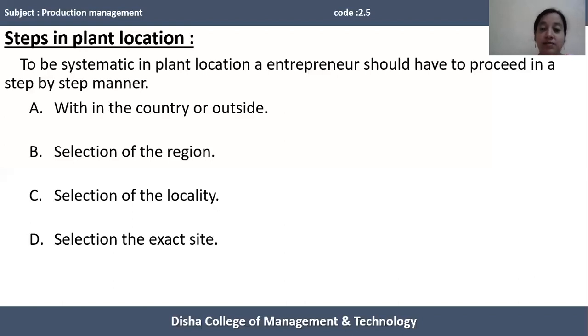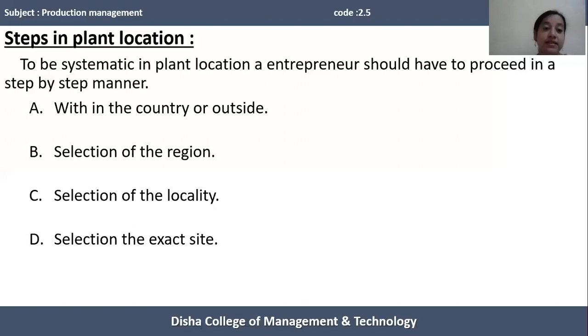If they follow these steps, they move from a broader perspective to a narrow perspective. First they have to identify a country where the plant should be located. After identifying a country, they have to identify a particular region where the plant should be installed. After identifying the region, they have to identify a locality among various parts of the region. After identifying a particular locality, they have to identify the exact site for installing the plant. If they follow these things, they can identify a good location for their plant.